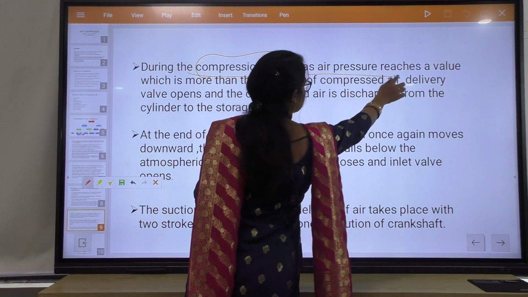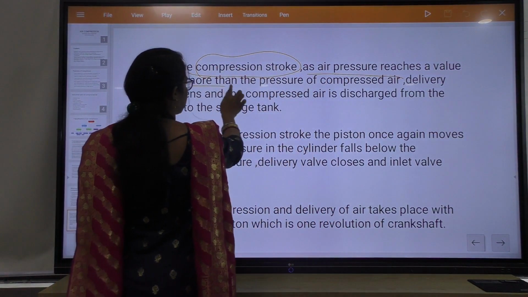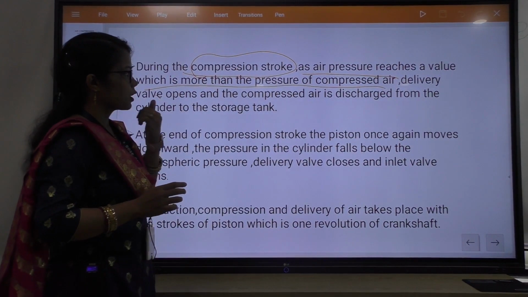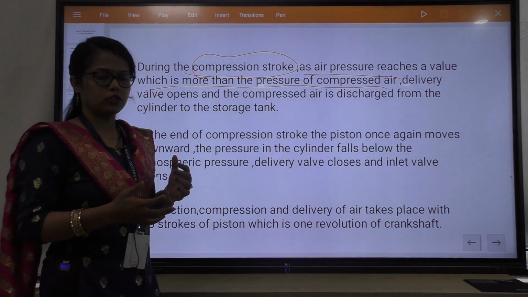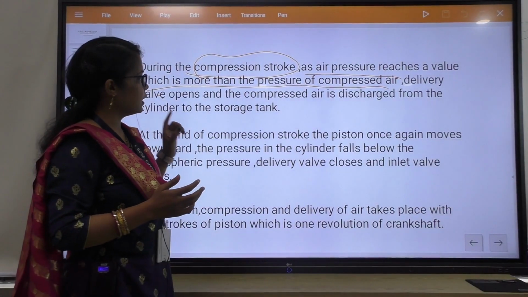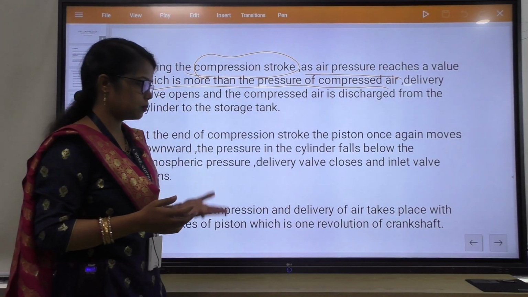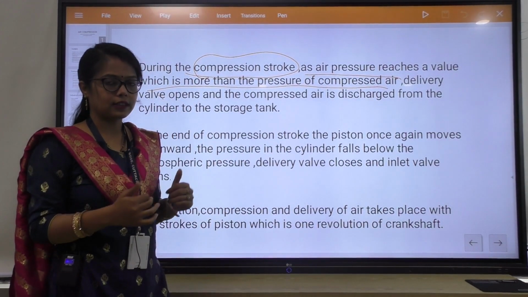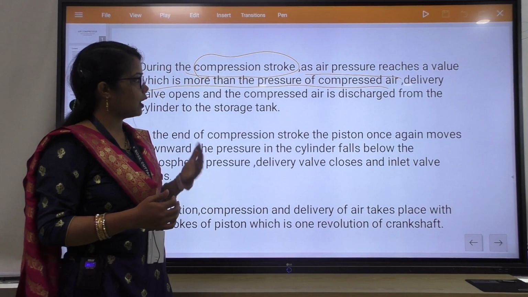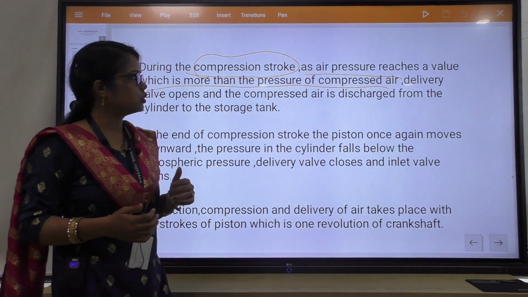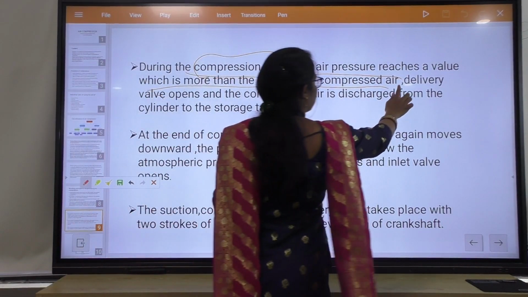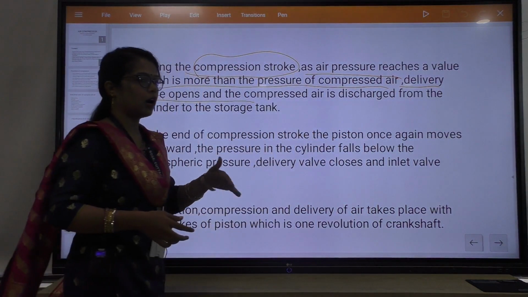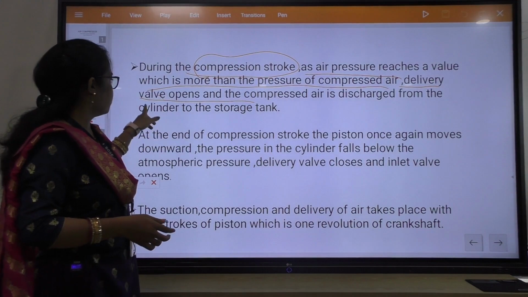As the air pressure reaches a value more than the pressure of the compressed air, the inside pressure is more. Because of the compression process, the pressure inside the cylinder keeps getting higher, and when the inside pressure is more, the delivery valve will open. I told you the delivery valve will open towards the outward direction. So the delivery valve will open.